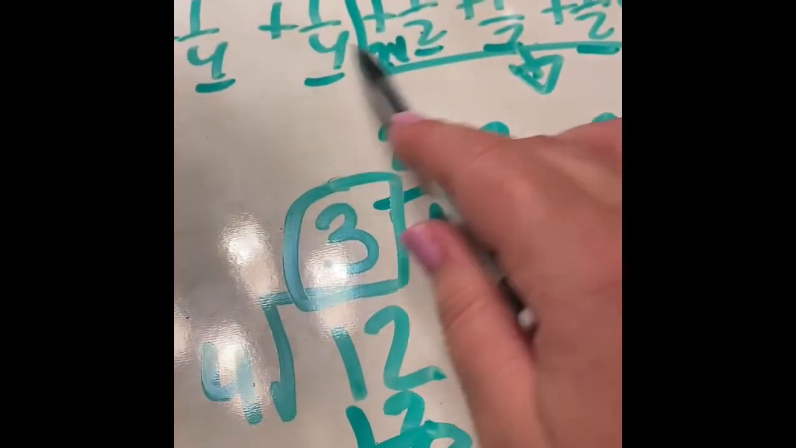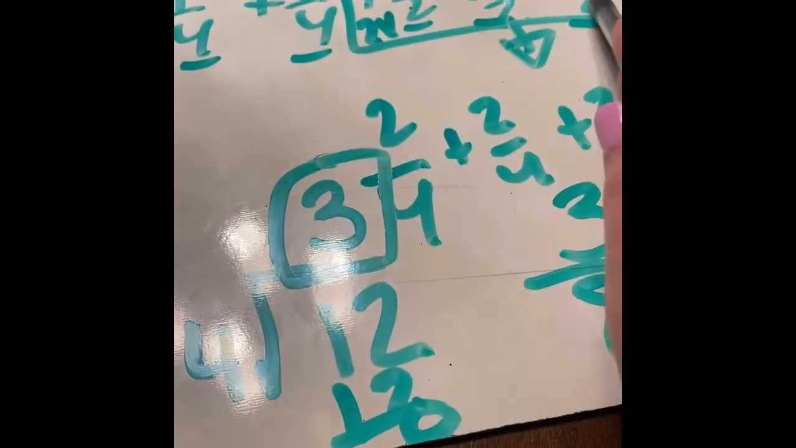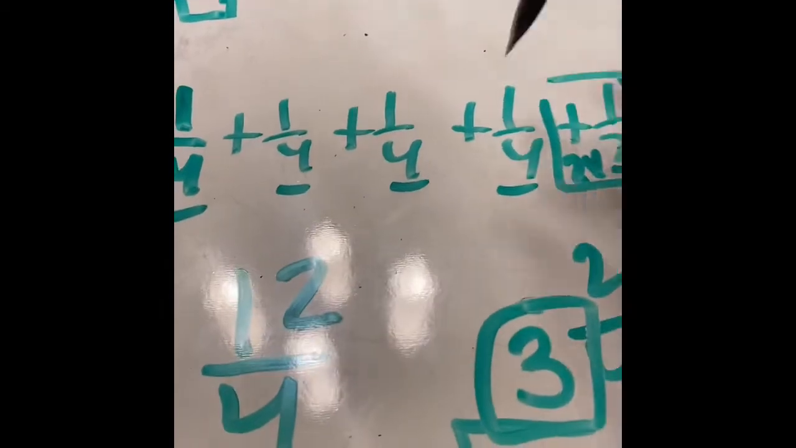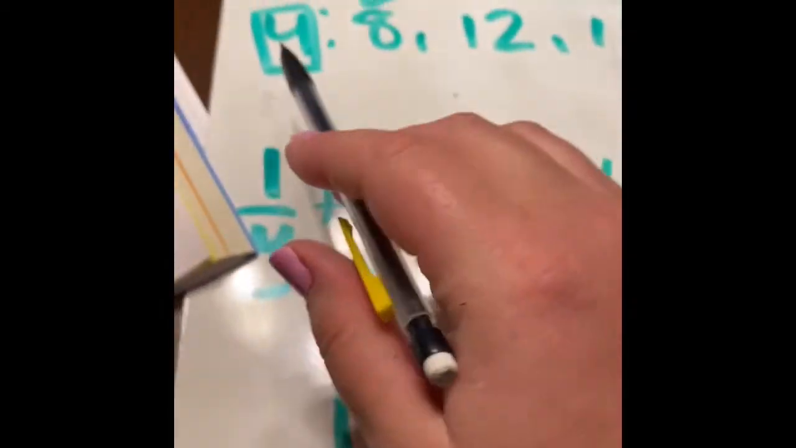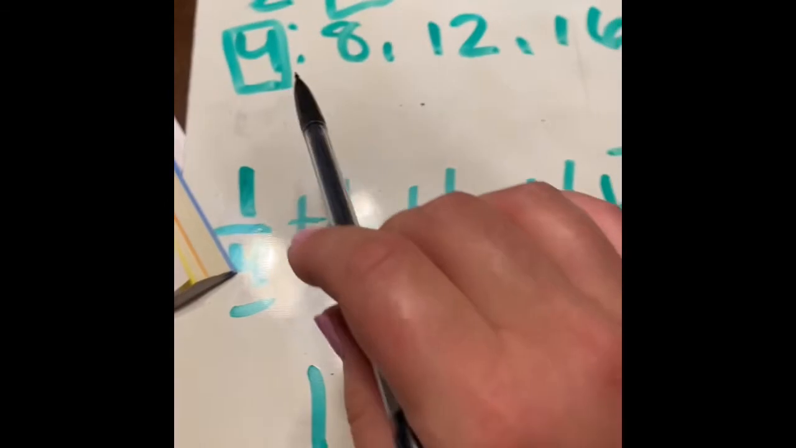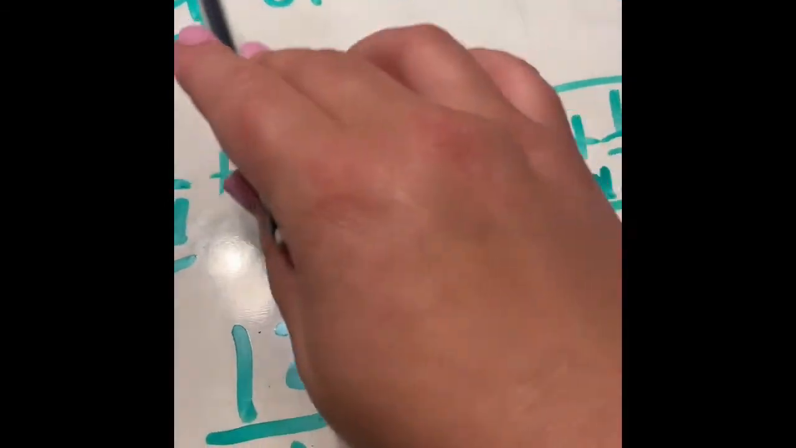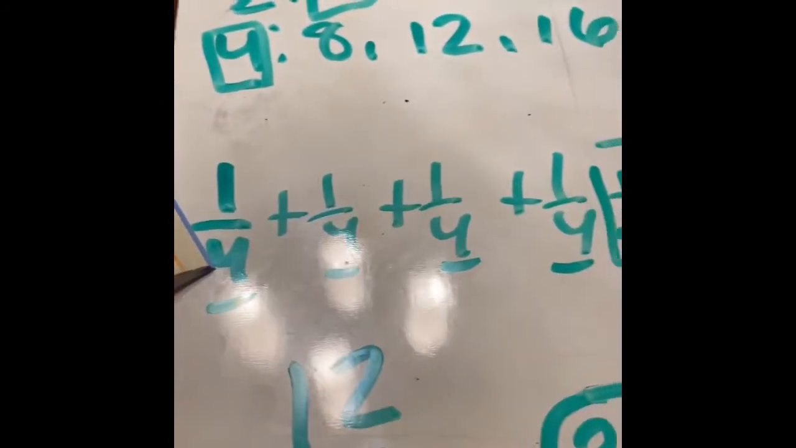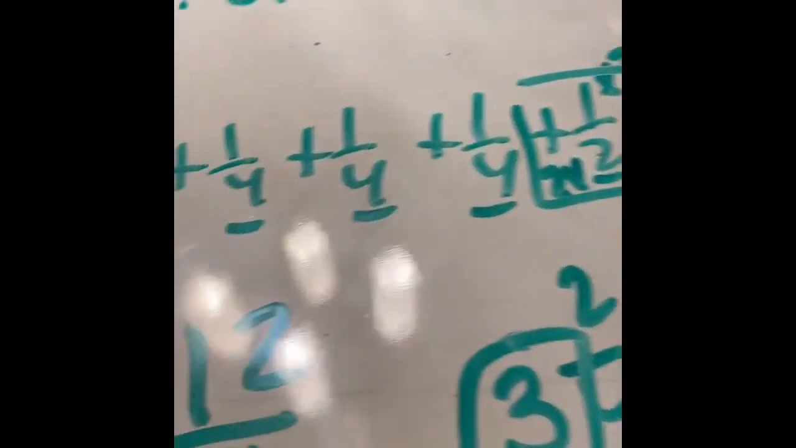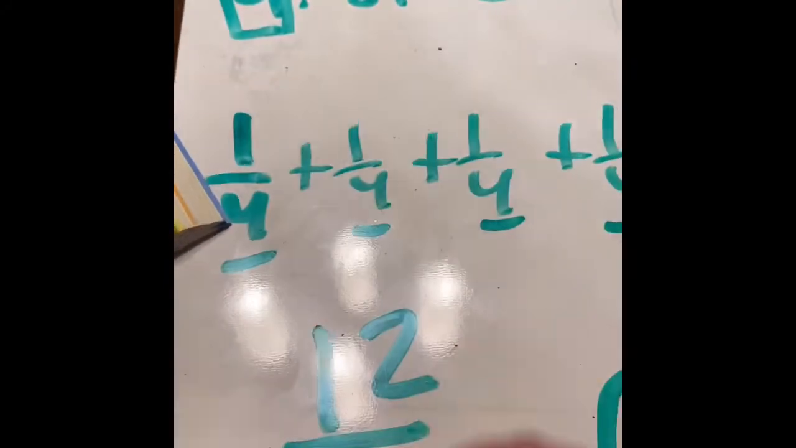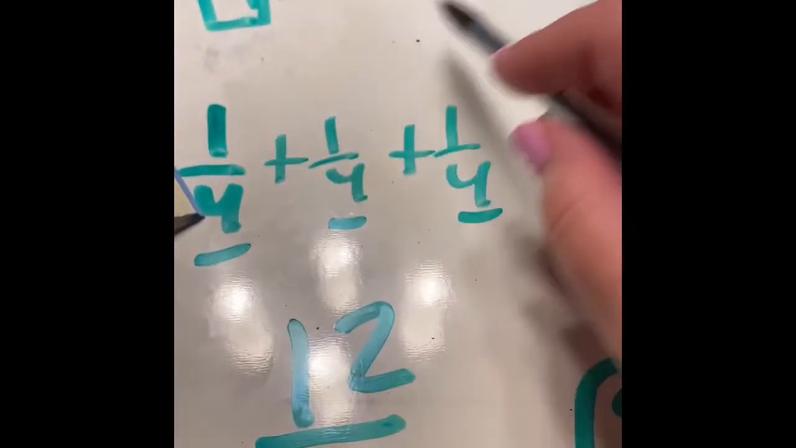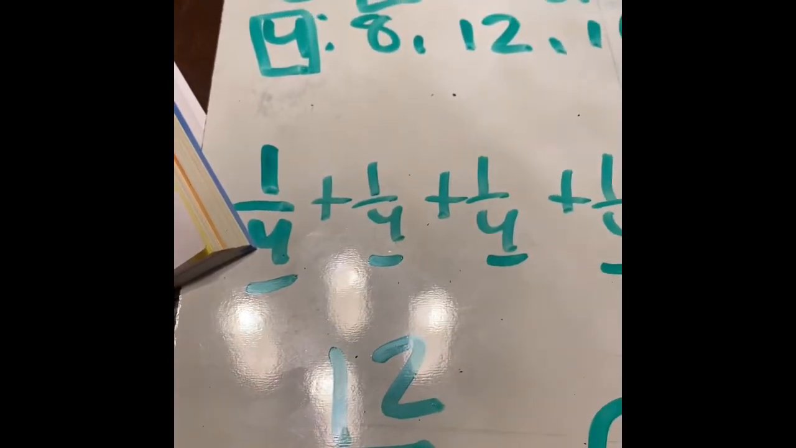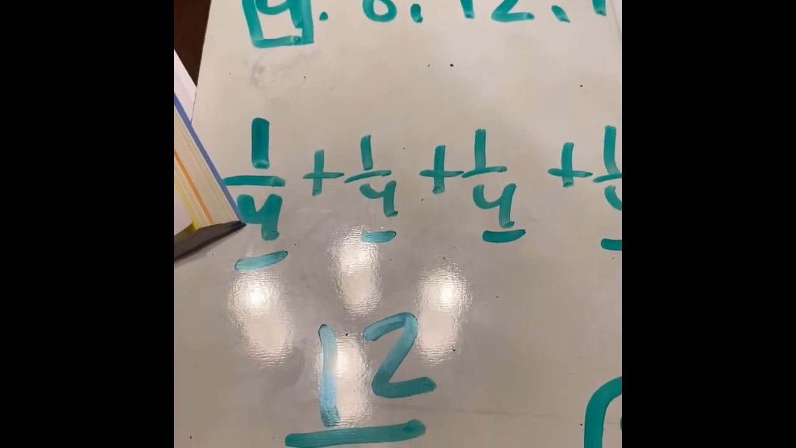But I cannot add these together because they have different denominators. So I found the least common multiple by writing down my 2 and my 4 and listing out the multiples by skip counting 2, 4, 6, 8, 10, 12. And then I did the same thing with 4. 4, 8, 12, 16, 20. I saw that they have a 4 in common. They also have an 8 in common. They also have a 12 in common. But I went with the 4 because that is the smallest number that they have in common.